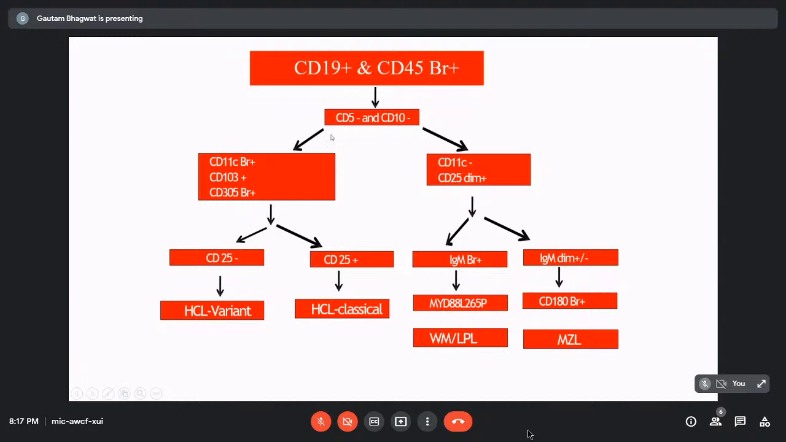Then if CD5, CD10 are negative, you put in markers such as CD11c, CD103, CD305, CD25. If you get all these markers, it is classical hairy cell leukemia. If CD25 is negative or one or two of these four markers are negative, you call it hairy cell leukemia variant. With MYD88 mutation, it is an LPL. And marginal zone lymphoma, I told you, could be nodal, extranodal, or splenic marginal zone lymphoma. Depending on that, you can get a varied immunophenotype for a marginal zone lymphoma, and mostly it is a diagnosis of exclusion.